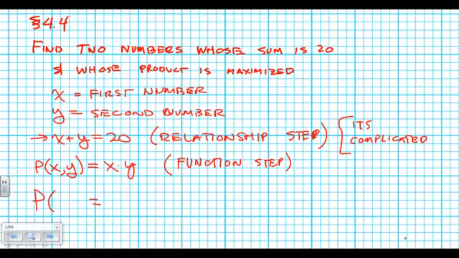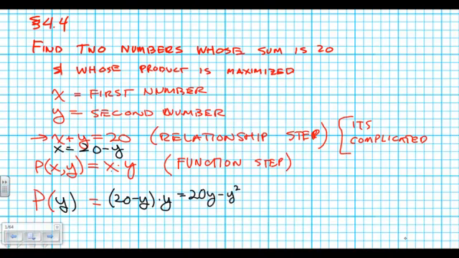Okay, which one do you want to solve for, Lucy? Okay, X is equal to 20 minus Y, which means that I can take every occurrence of X in my function step and replace it with 20 minus Y. And now my function is no longer a product of two variables or a function of two variables. It's a function of only one variable. So, product is now a function of one variable. It's 20y minus y squared.